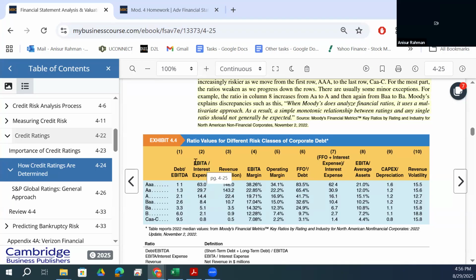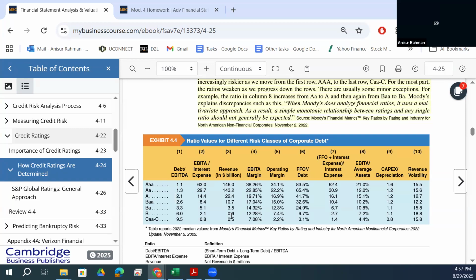Similarly, in this case, it is EBITDA over interest expense. If the value of this ratio is high, that means this company can afford to pay its interest expenses, right? It has more cash flow, a higher ability to pay its interest expenses. So as this ratio increases, the company's financial position gets better, so the rating increases.